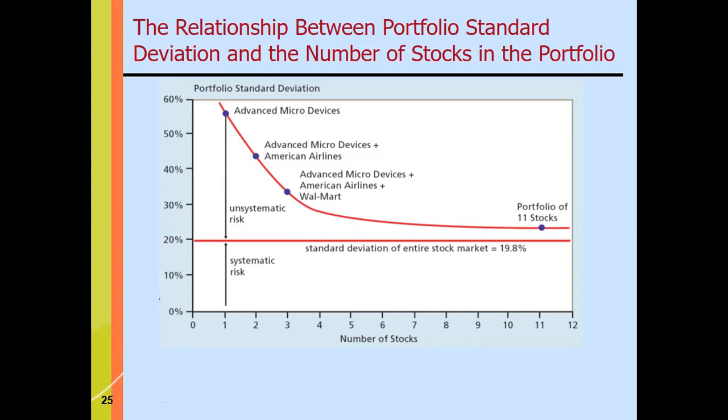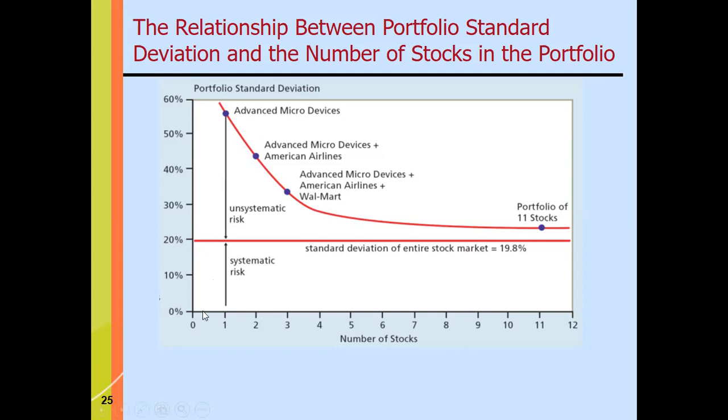What we can manage is the unsystematic risk, which is, of course, all other risks not incorporated in the market. So we can minimize the risks by doing the portfolio approach or the diversification approach. We can notice that for the systematic risk, it's the SD for the entire market at 19.8%. But above that, we can manage.